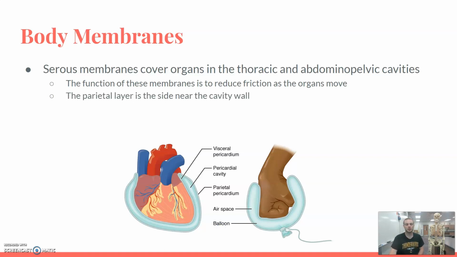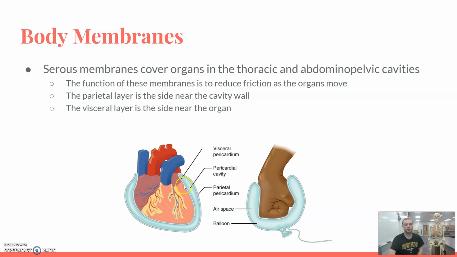But the serous membranes have two sides. They have a parietal layer. This is going to be the layer near the cavity wall. So think, if we're talking the thoracic cavity here, the parietal layer is going to be near the ribs, or the layer that is near the ribs. The visceral layer then is going to be the side that is nearest the organ.